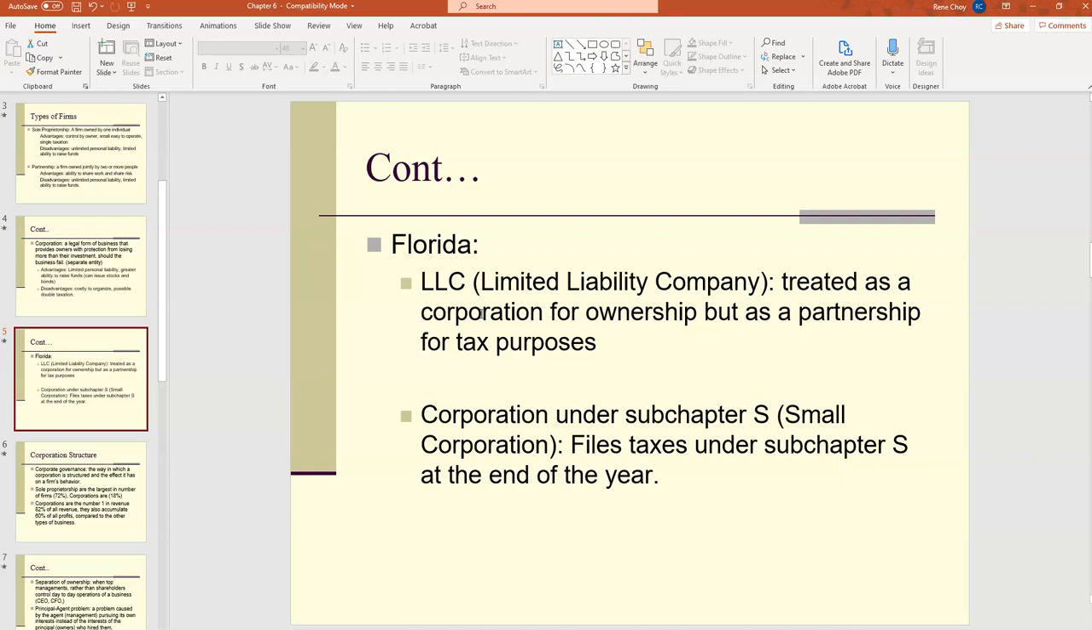If you happen to be a small corporation, you can file under subchapter S, which is for small corporations, and they have a different, basically, tax schedule for you.